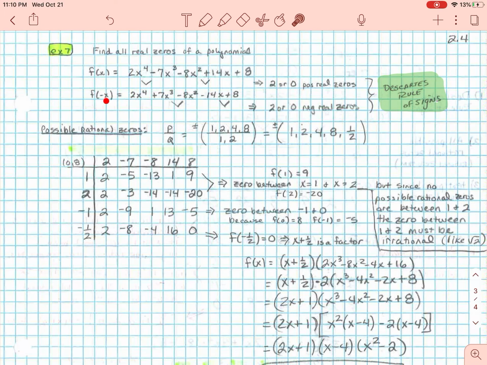Then you do f of negative x. And of course, all that's going to do is on all of the odd degree terms, it's going to change their sign, but on all the even degree terms, the sign will not change. So this stays 2x to the fourth, but the negative 7x cubed becomes positive because a negative x cubed times negative 7 is positive. The negative 8x squared stays negative 8x squared, but the 14x becomes negative 14x. And of course, the constant's not going to change. So we go through here and we see that there are two sign changes. And so that means there are 2 or 0 negative real zeros.